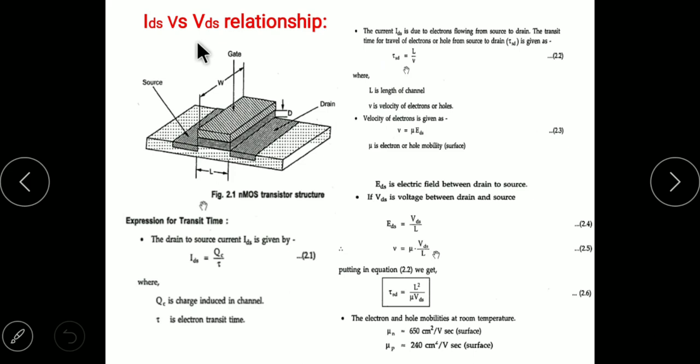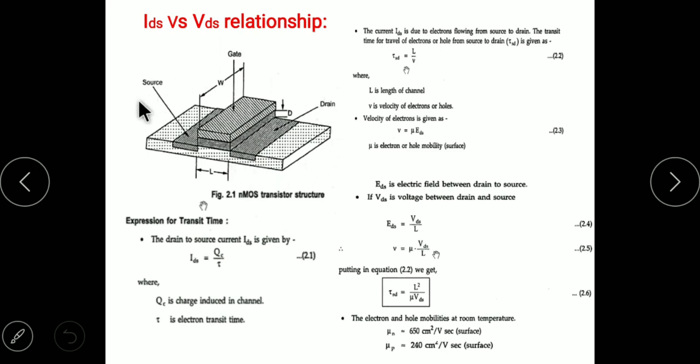Now we are going to derive the expression for drain current, that is IDS, or we are going to derive the relationship between IDS, the output current, versus VDS, the output voltage.